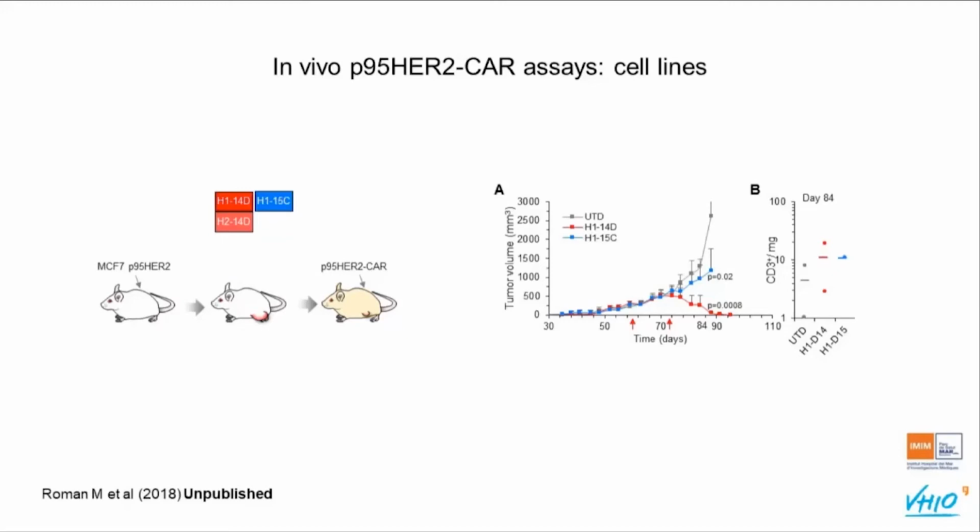Comparing several of these CARs, again, in a simple model, we implant the cells expressing P95, and then we inject in these mice carrying the tumor the T cells transfected with the CARs. And as you can see here, comparing two CARs that were selected for in vitro studies, one of them, the 14D, turned out to be much more efficacious than the 15C. This is the way in which we analyze the efficacy of CAR-Ts. And this is the infiltration of CD3 positive cells in the tumors on the right.